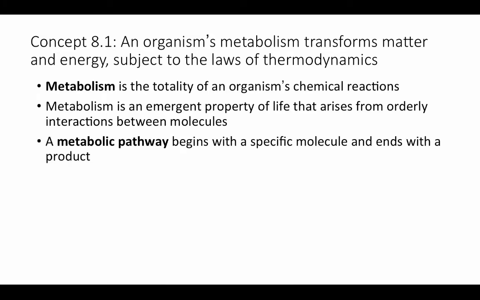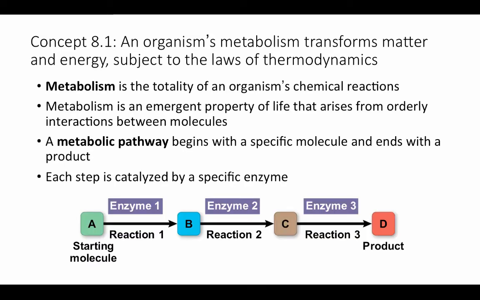A metabolic pathway is one of these orderly interactions. So it begins with a specific molecule, goes through a series of intermediates, and ends up with some kind of product. We call this a metabolic pathway. And each step in a metabolic pathway is going to be catalyzed by a very specific enzyme. So again, this is a very orderly process, stepwise, of getting from a starting molecule through a series of intermediates and then finally to a product.